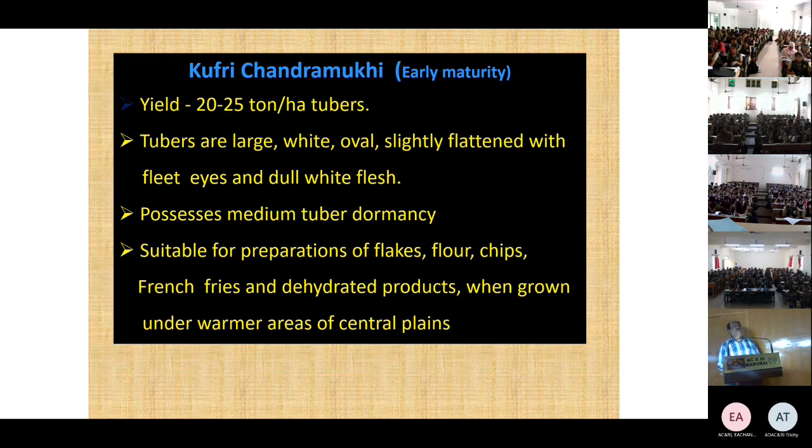These varieties are released from the Central Potato Research Institute, Shimla. It is located in Shimla, Himachal Pradesh. Kufri Chandramukhi is an early maturing variety suitable for preparation of flakes, flour, chips, French fries and dehydrated products. It is grown in the warmer areas of the central plains with a yield potential of 20 to 25 tons per hectare.